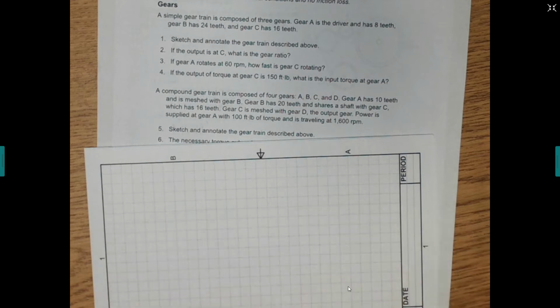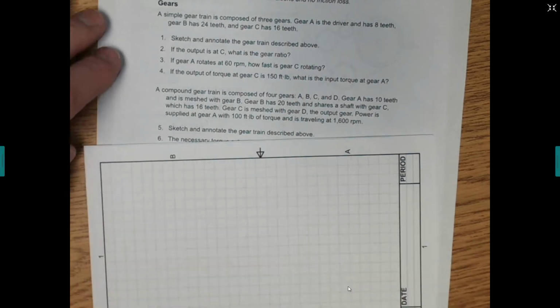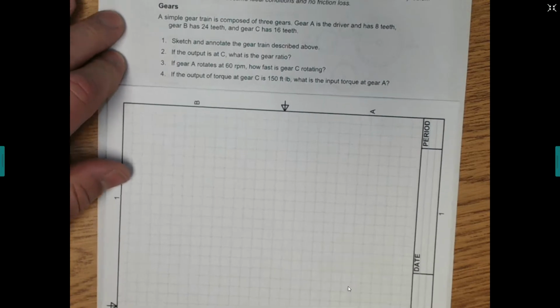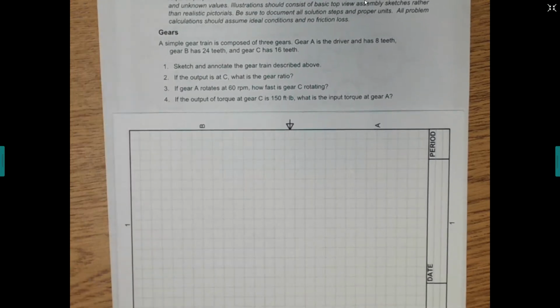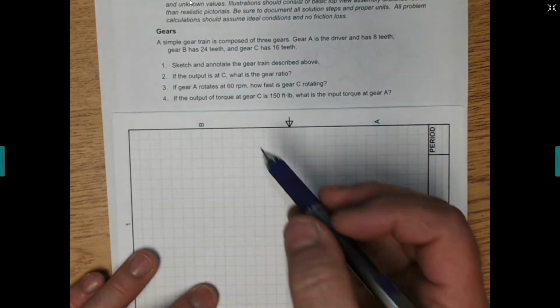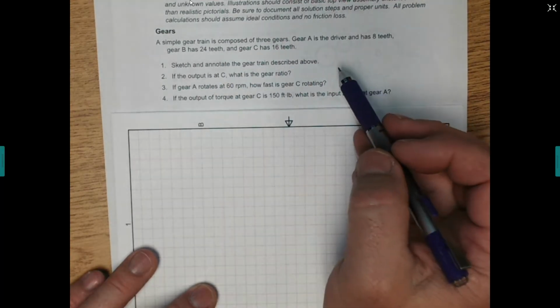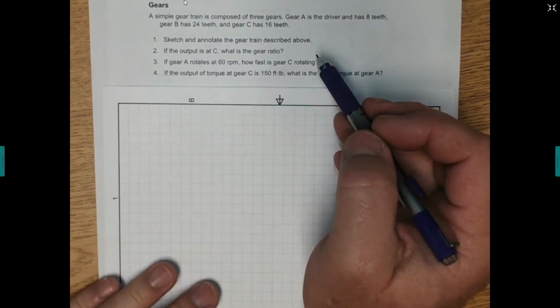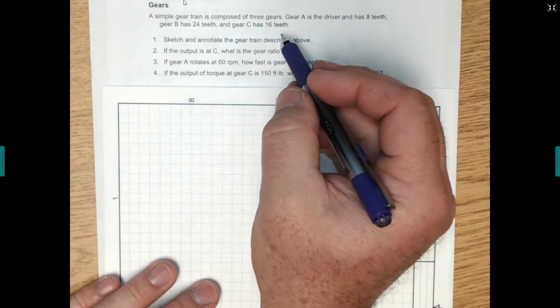Alright, so today we're working on our gears, pulley drives, and sprocket and chain systems. This first video will just be the gears problems, 1 through 9. First problem says we have a simple gear train composed of 3 gears. Gear A is the driver, has 8 teeth, gear B has 24, and gear C has 16.